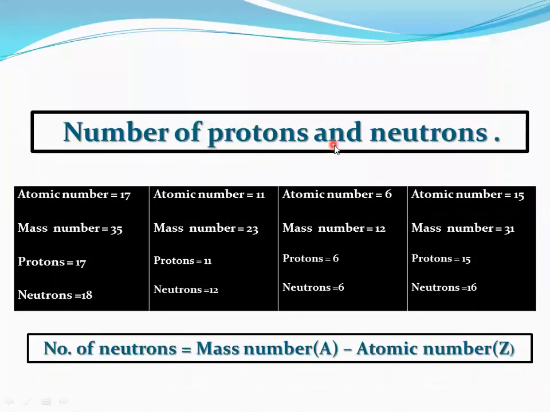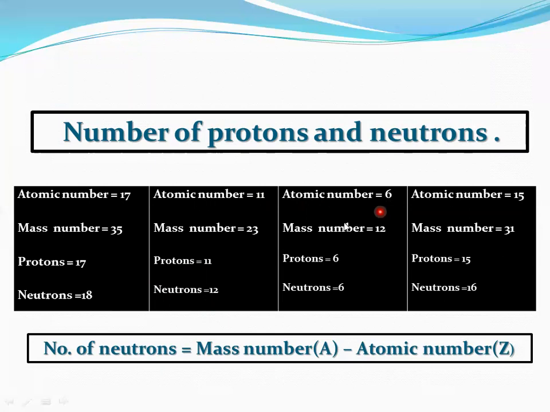Now, the number of protons and neutrons of some elements. Atomic number 17, mass number 35. Protons will be the same as the atomic number. Mass number minus atomic number, 35 minus 17, means this element has 18 neutrons inside the nucleus. Atomic number 11, mass number 23. Number of protons is the same as the atomic number. Mass number minus atomic number, we obtain the number of neutrons. 12 neutrons are present inside the nucleus.